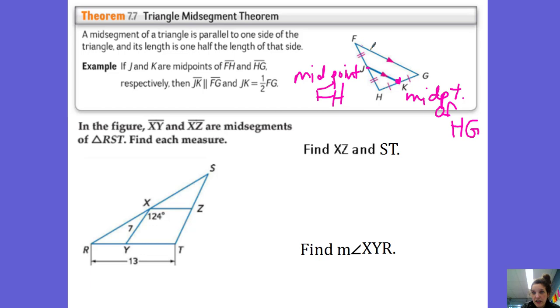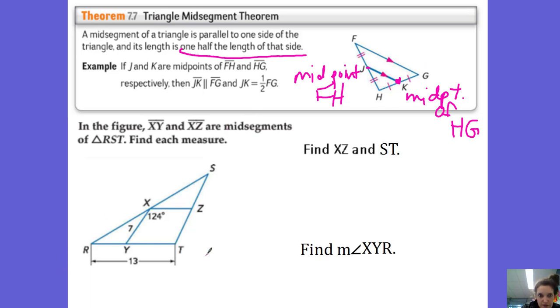It's going to be parallel to the base of that triangle, and the rule is that the length of the midsegment is half of the length of the side. It's 1/2 the length of that side. So JK is half of FG. So if you know the length of JK, you would double it to get the length of FG. If you know the length of FG, you're going to divide it by 2 to get the length of JK.